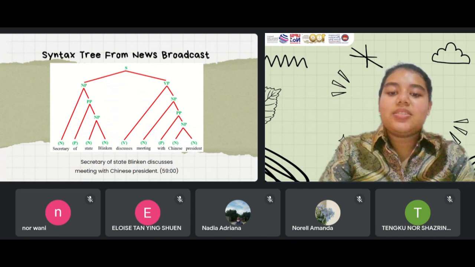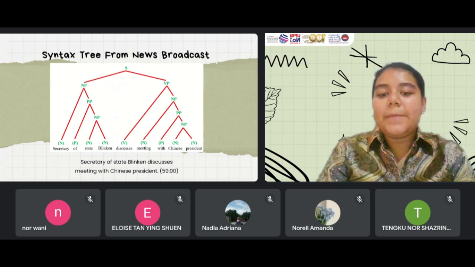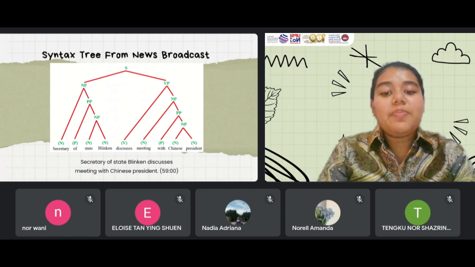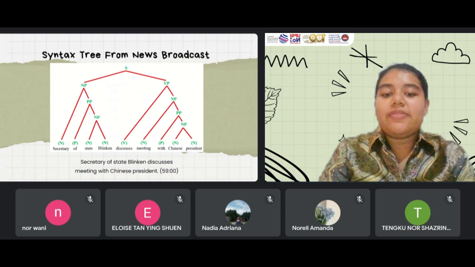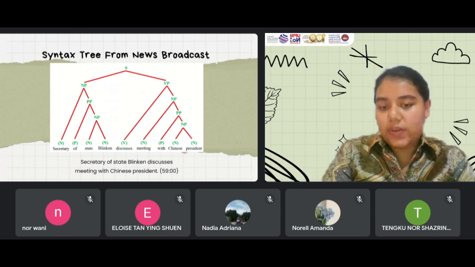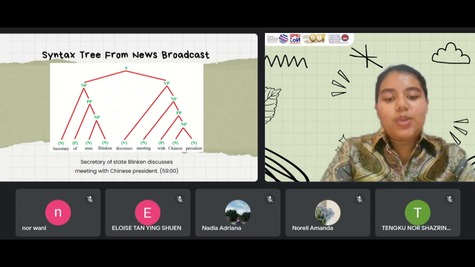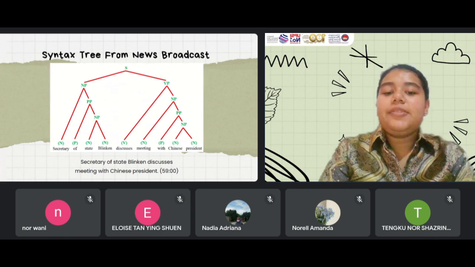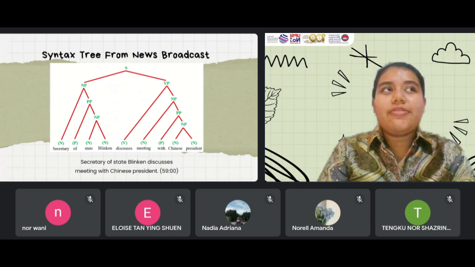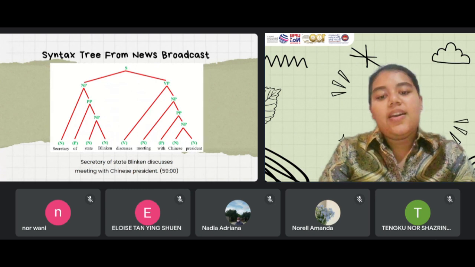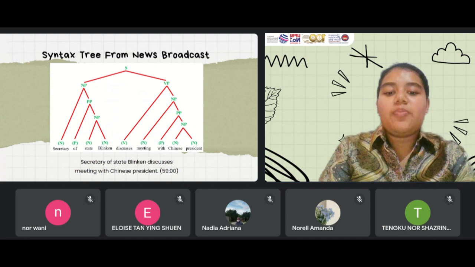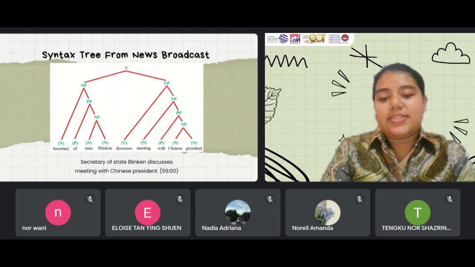Next is the prepositional phrase, which is made of prepositions combined with noun phrase, and the prepositions that can be found in the sentence are "of" and "with". Lastly is the verb phrase, which is created by combining verbs with either adverbs, noun phrase, or prepositional phrase. The verb that can be found in this sentence is "discusses", which is combined with noun phrase.